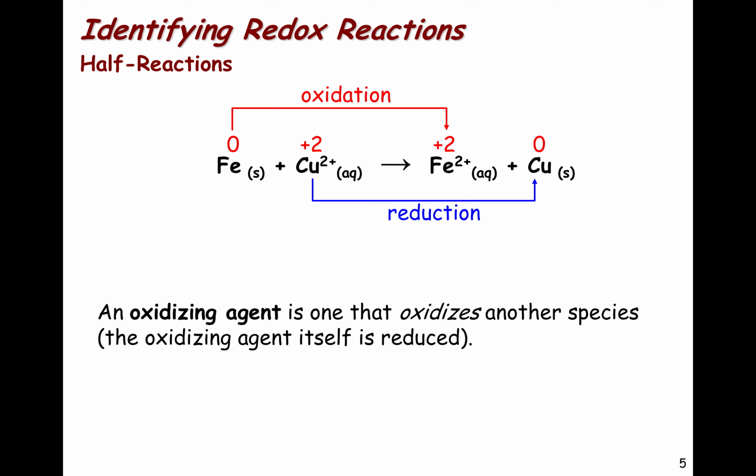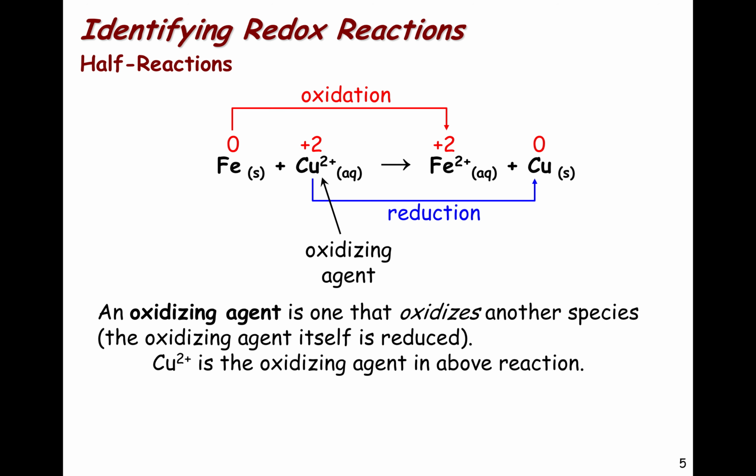In this case, an oxidizing agent is the species that facilitates the process of oxidation. And so in this case, the oxidizing agent is actually the species getting reduced. The species that acts as the oxidizing agent is the copper. The copper 2 plus ion is accepting the electrons, or facilitating the loss of the electrons from the iron, as you can see above.